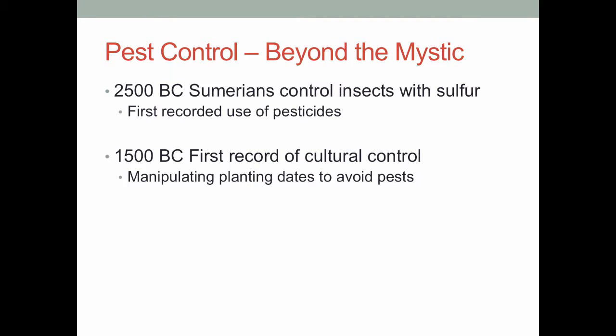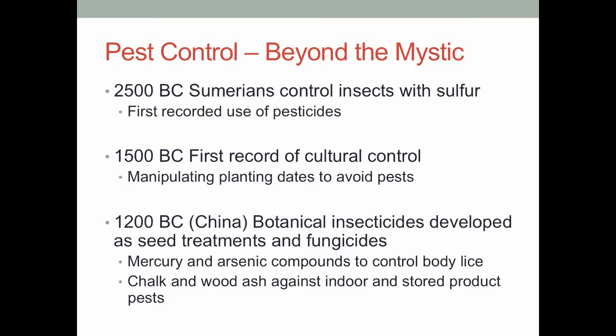By 1500 BC, we have records suggesting that people were using cultural control, alternating their planting dates, so they would either plant early or late, depending on the pest cycle, in order to avoid the worst infestations. And then in 1200 BC, there's evidence that the Chinese had developed botanical insecticides. Essentially, they had discovered ways to extract insecticidal compounds from plants, and when they planted their seeds, they would pour that extract over the seeds in order to protect them from various worms and grub-type larvae that were in the soil.